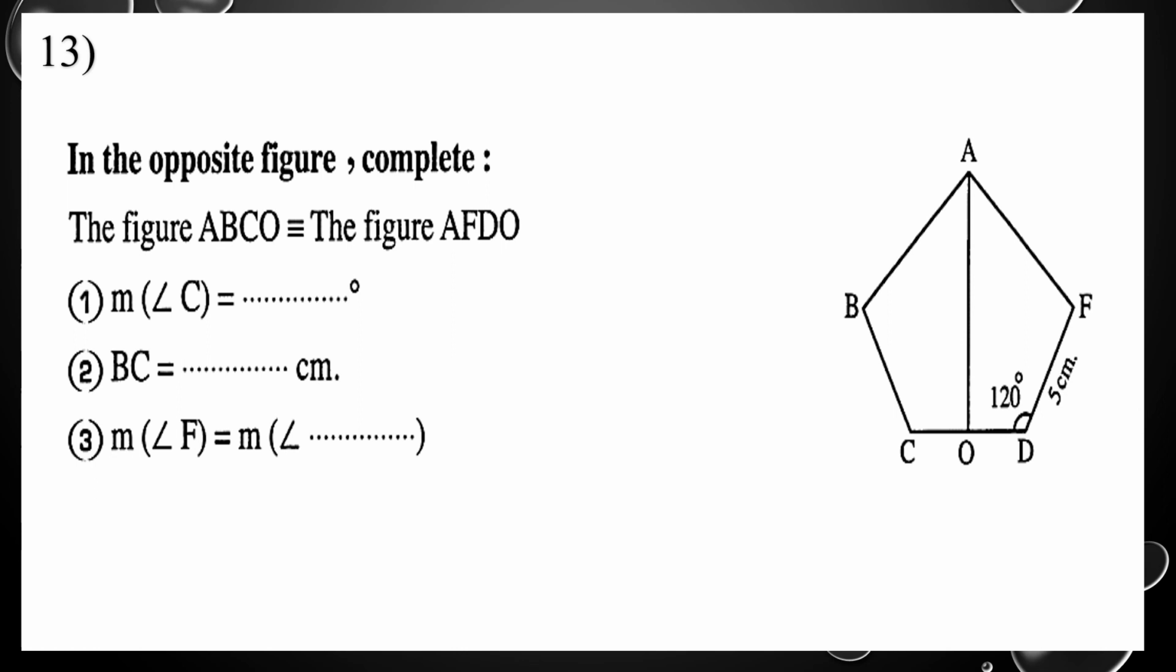In the opposite figure, complete. The figure ABCO is congruent to the figure AFDO. Measure of angle C equals the measure of angle D, so the measure of angle C equals 120 degrees. BC equals how many centimeters? BC is congruent to FD, and FD equals 5 centimeters, so BC equals 5 centimeters. Measure of angle F is congruent to the measure of angle B.